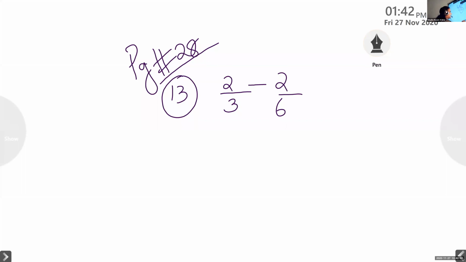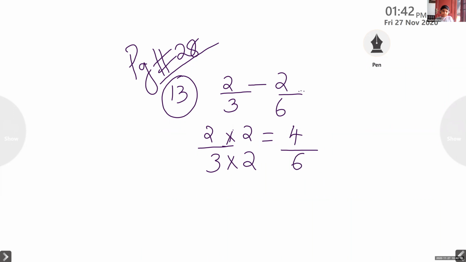Find the LCM. Children, you know easily, 2 by 3 multiplied by 2 gives 4 by 6. And 2 by 6 is again 2 by 6. So you can write here 4 by 6 minus 2 by 6.